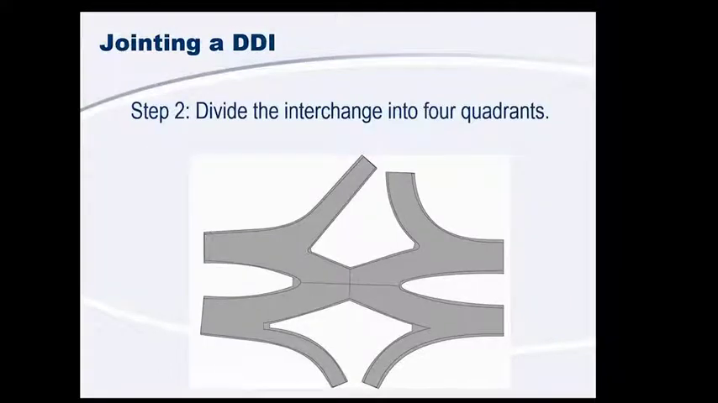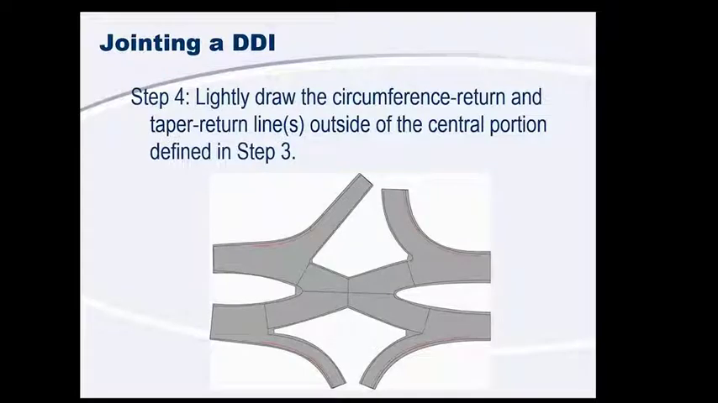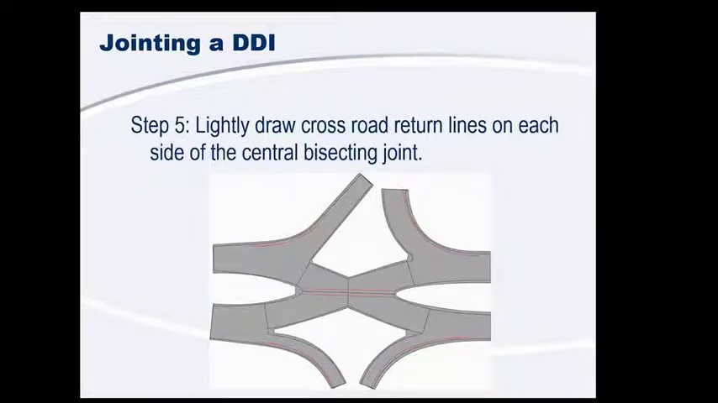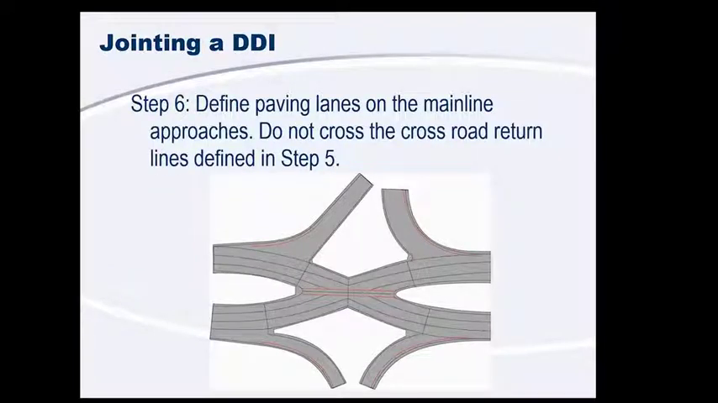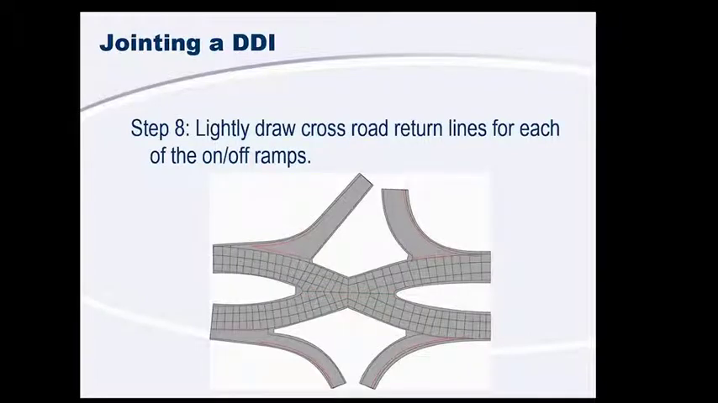We start with our bird's eye view, and then we separate it into 4 quadrants. And then we cut off the edges of the 4 quadrants. We add in our circumference return and taper return lines for the outside. We add in a crossroad return line as well. And then we can define our paving lanes for the main line approaches. We don't want to cross that return line just yet in the center of the roadway. Then we can add in all our transverse joints radiating out from the center.